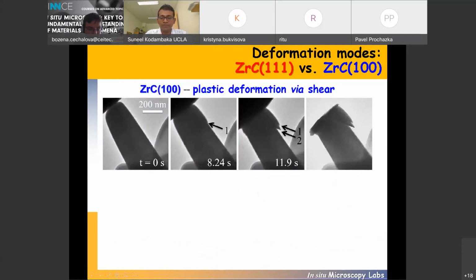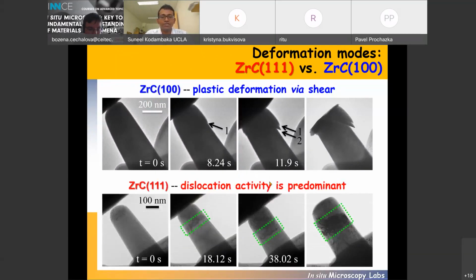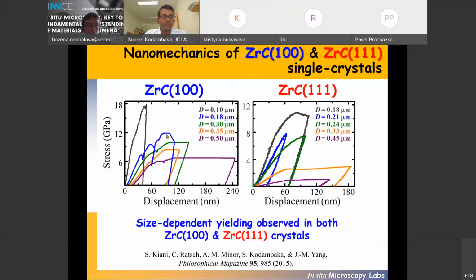So in one case, you observe the formation of macro scale shear, and in the other case, you see only a dislocation network forming. This is an orientation dependent difference in the mechanical behavior, and we can quantify it from the stress displacement curves. These are obtained for 5 different sizes, from 100 nanometers up to about half a micron, and each of the colors represents a different size.